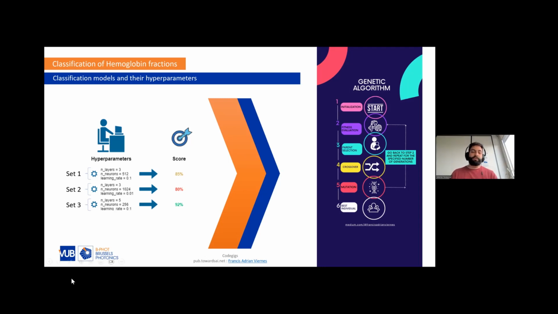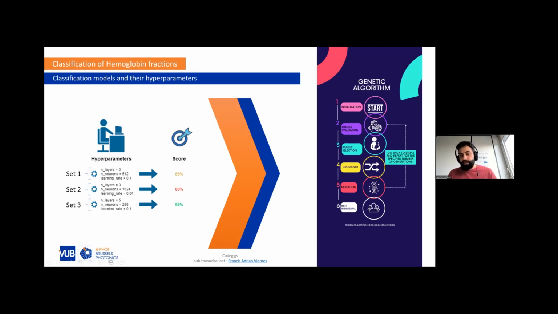So, for example, I start with set 1, 2, 3. Now, when I go through these 3 to 5th step, I need to select one of them to marry another one to make 2 babies. And then the 2 babies might be mutated. And then these new creations out of these 3 sets, it might be that, for example, I take 3 and 256 and 0.1, and that would be my new parameter set.